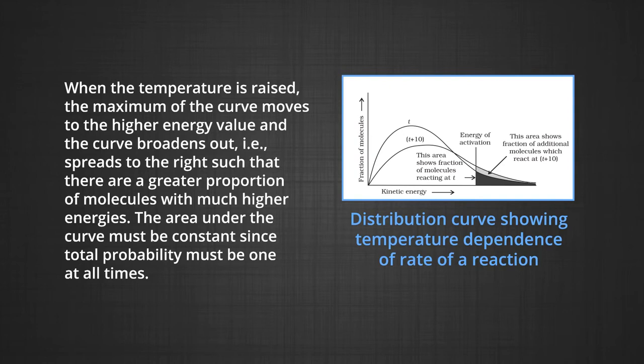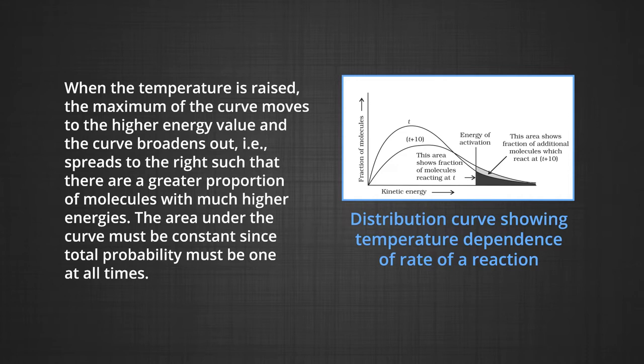Now, again you can see a distribution curve showing temperature dependence of rate of reaction. When the temperature is raised, the maximum of the curve moves to the higher energy value, where the curve broadens out, that is spreads to the right, such that there is a greater proportion of molecules with much higher energies. The area under the curve must be constant, since total probability must be 1 at all times.